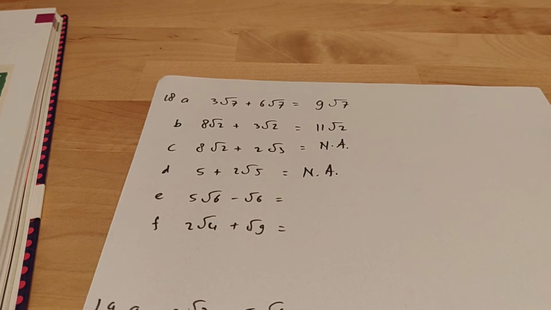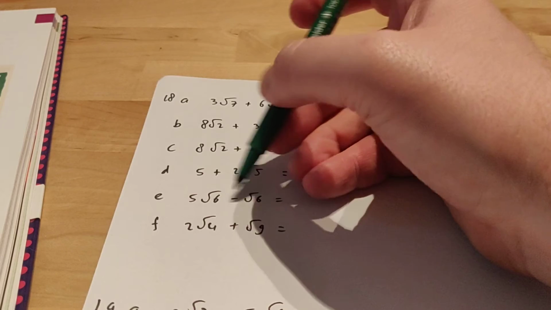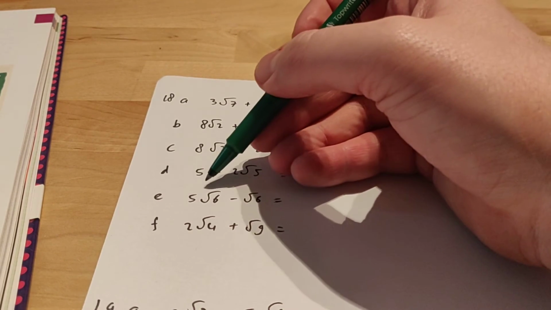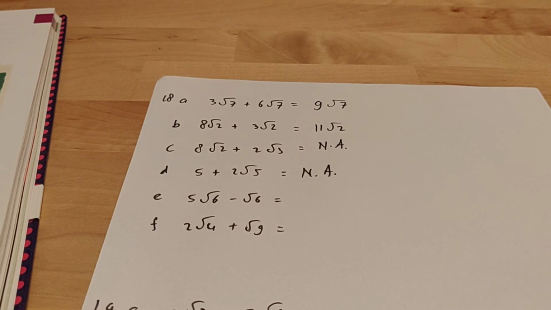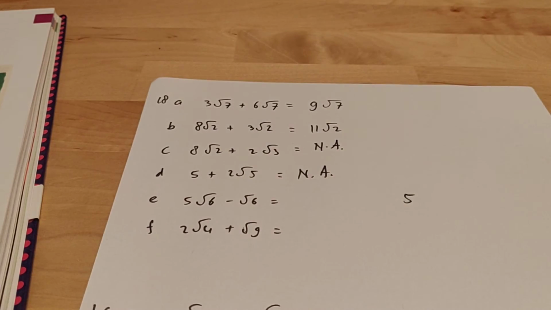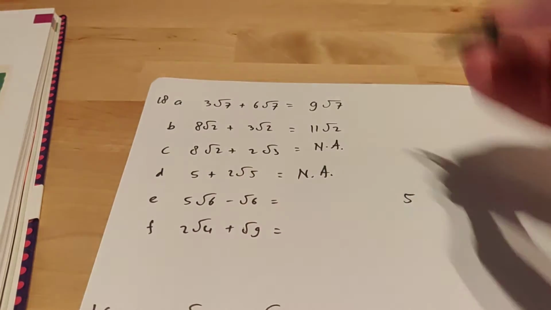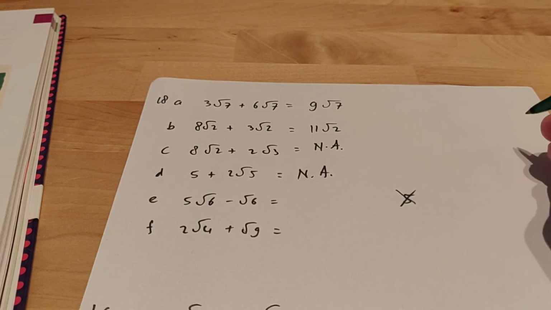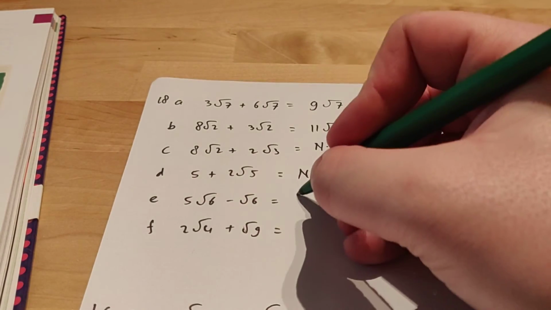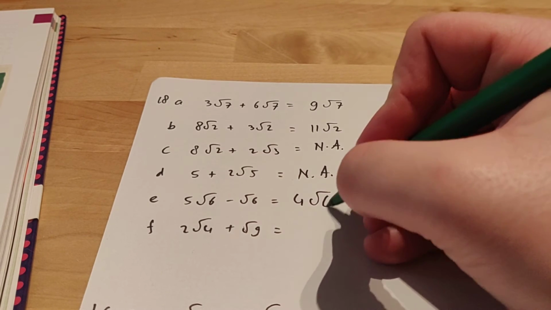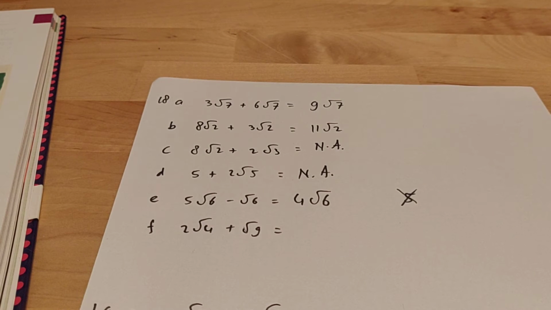Moving on to exercise E, here we see that the square roots are the same though. So we have 5 times the square root of 6 minus 1 times the square root of 6. Now please pay attention to the answer, because I know that some people will probably do this wrong. Some people will write down 5 because they just remove the square root of 6 here. But 5 is wrong. And I'll tell you why. You have 5 of these things minus 1 of those things. So the answer is 4 times the square root of 6. Right? You still have 4 of them left. That's what the answer should be.